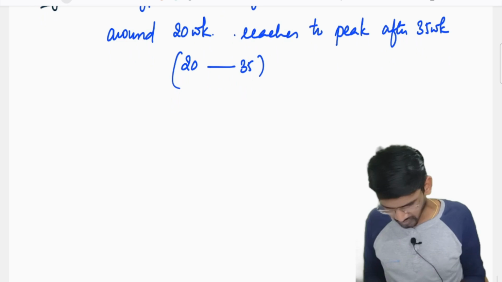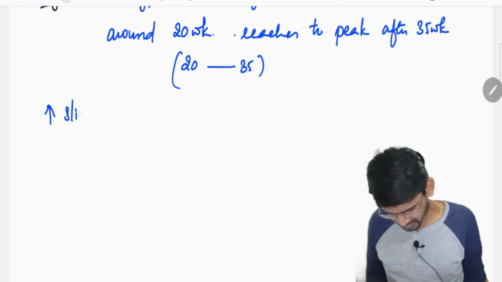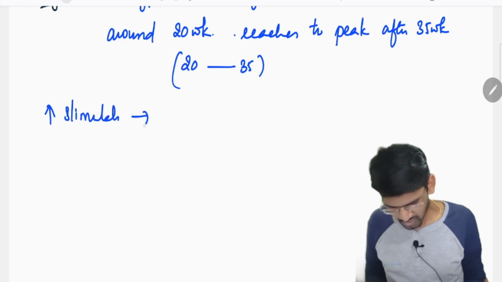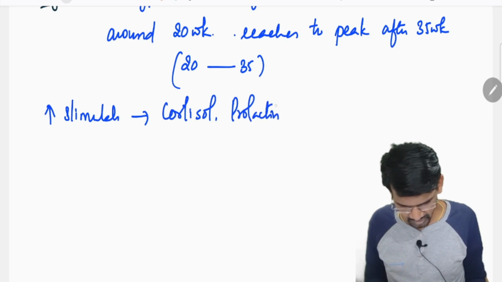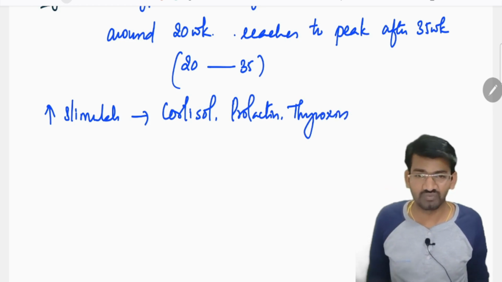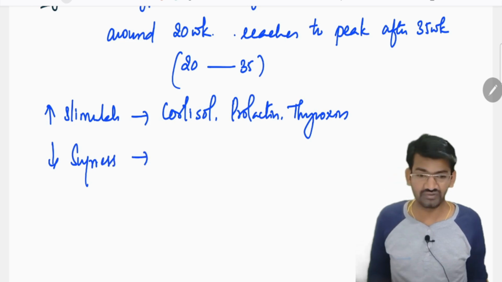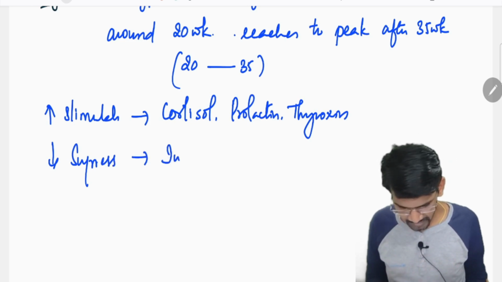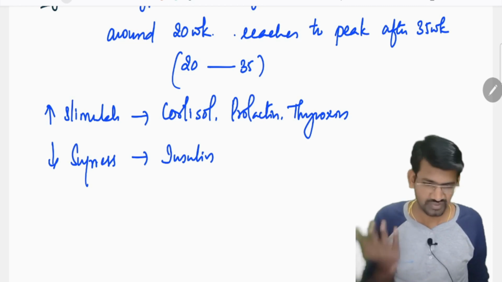And what will stimulate or increase the production? It is stimulated by some hormones: cortisol, prolactin, and thyroxine will stimulate, or increase, the production of surfactant. And what suppresses the synthesis of the surfactant? That is insulin. So the insulin hormone will suppress the synthesis of the surfactant.